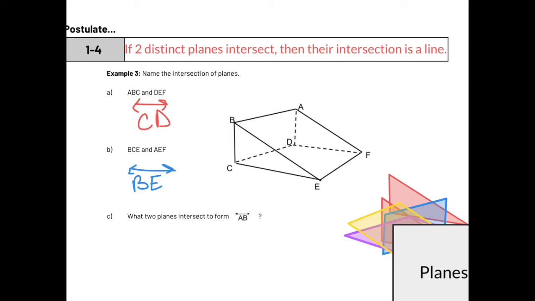The final problem from example 3 is to start with the line of intersection and figure out what two planes are touching it. So I've labeled line AB with this green line here, and I've extended it because though we have a three-dimensional box, it helps to visualize these things as going forever and ever in either direction. So what are the two shapes that are touching this green line?